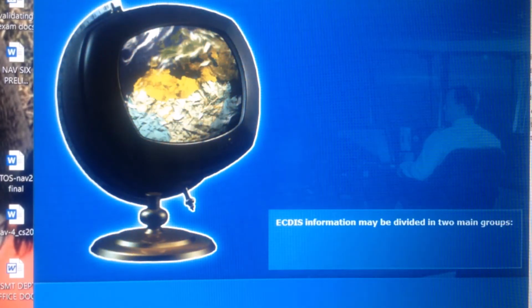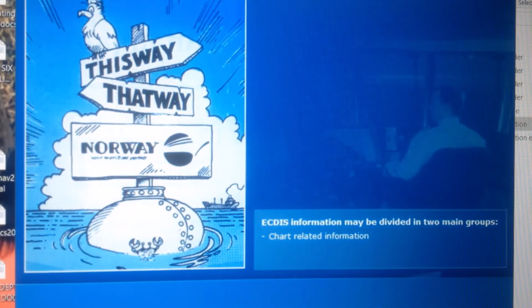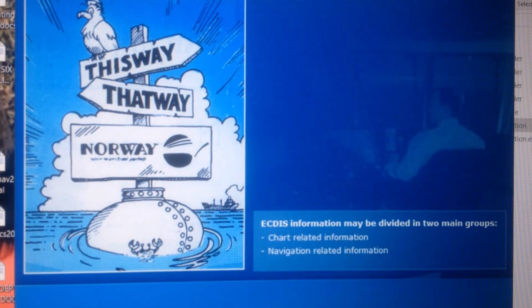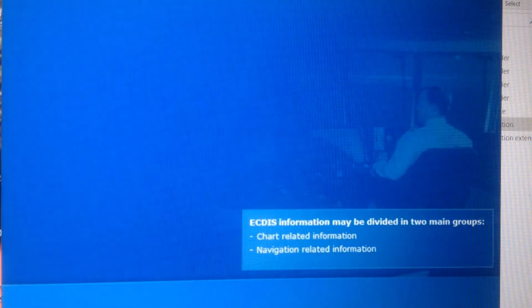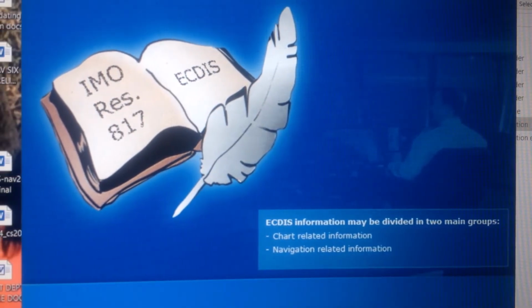ECDIS information may be divided into two main groups: chart-related information and navigation-related information. Standard requirements, functions and features for ECDIS are given in the IMO Resolution A.817(19), adopted on the 23rd of November 1995.